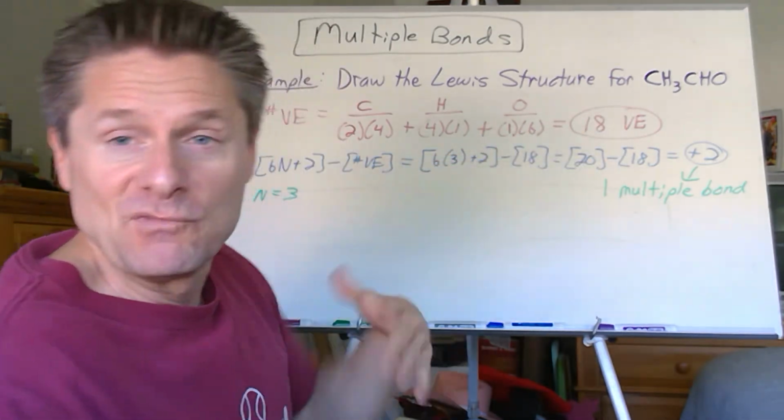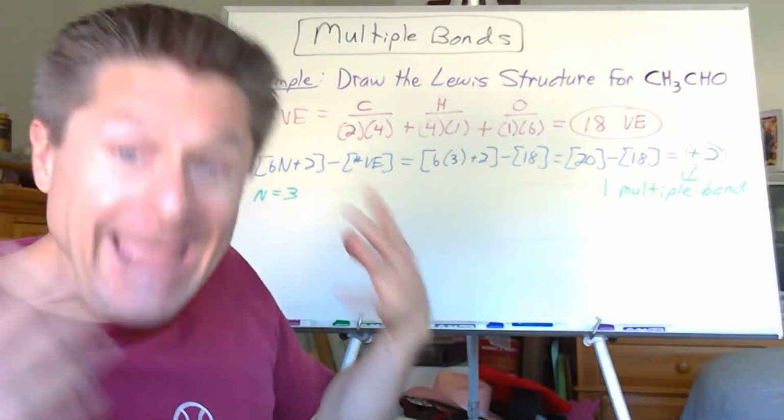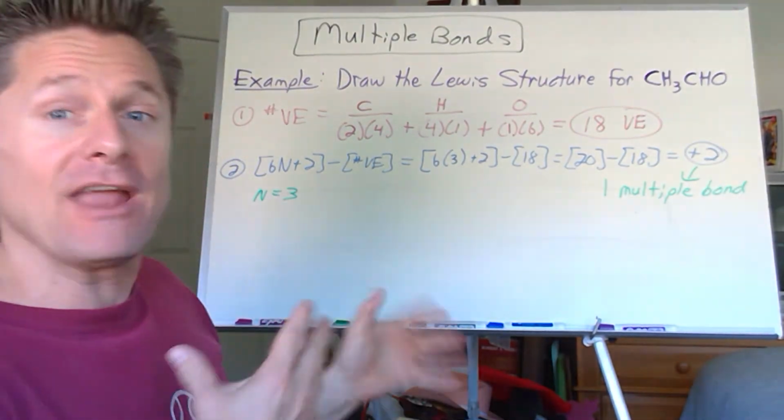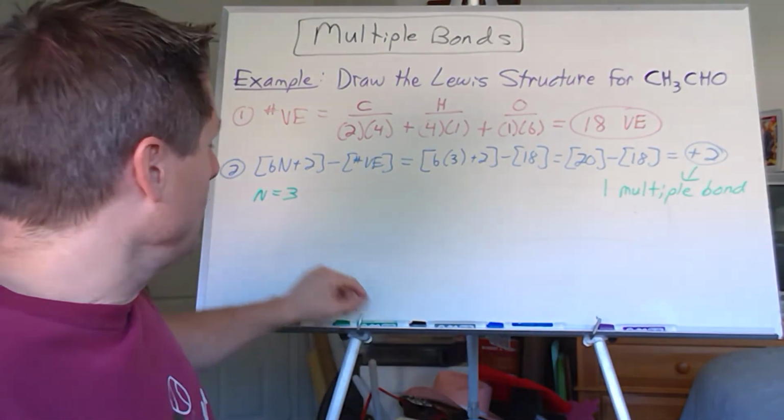This is an even number, so it's got to be a multiple bond. Plus 2, multiple bond. One multiple bond has to be a double bond. I know before I draw this skeleton, there's going to be one multiple bond in there. Well, let's do it, right?